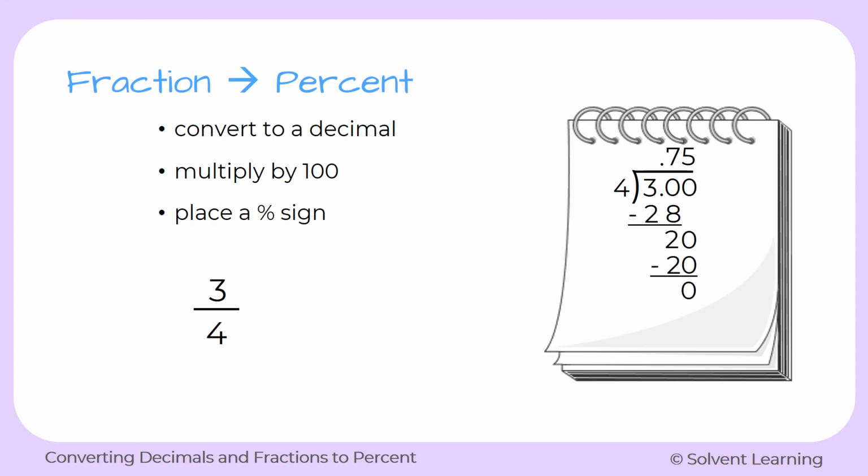And now we can multiply that decimal, 0.75, times 100, which gives us 75. And then finally, put a percent sign at the end. So 3/4 converted to a percent is 75%. So remember, when converting a fraction to a percent, it's always easier to convert it to a decimal first and then convert that decimal to a percent.